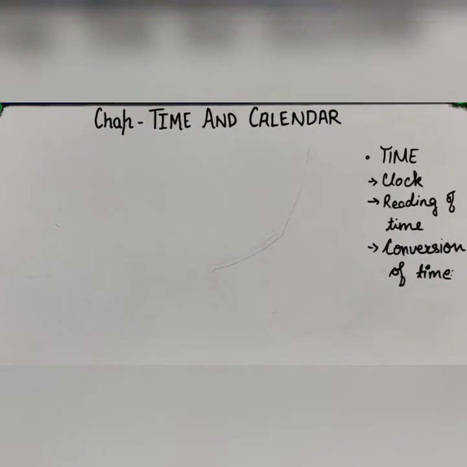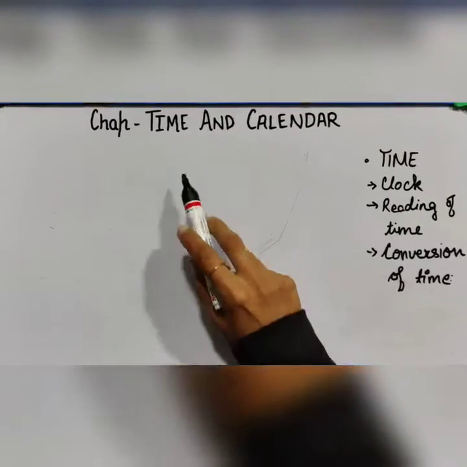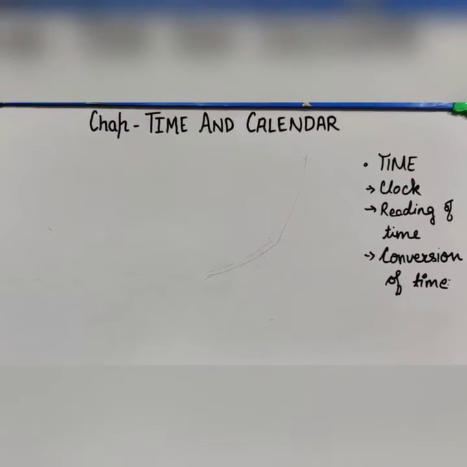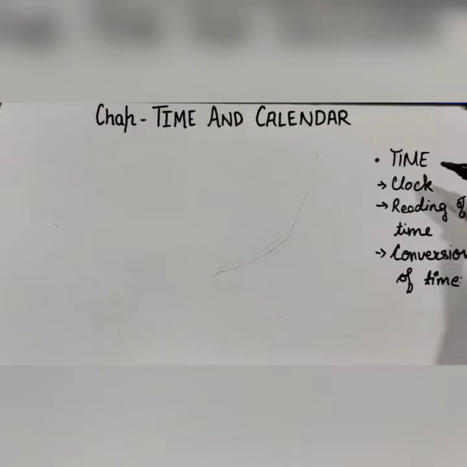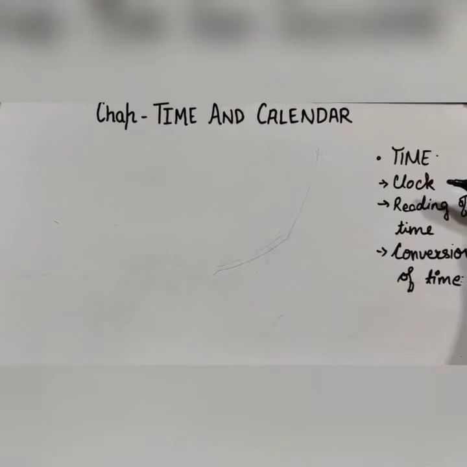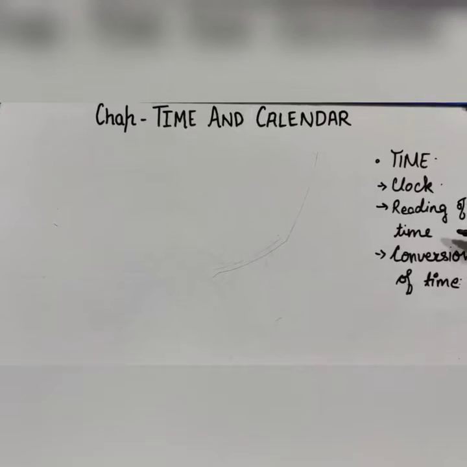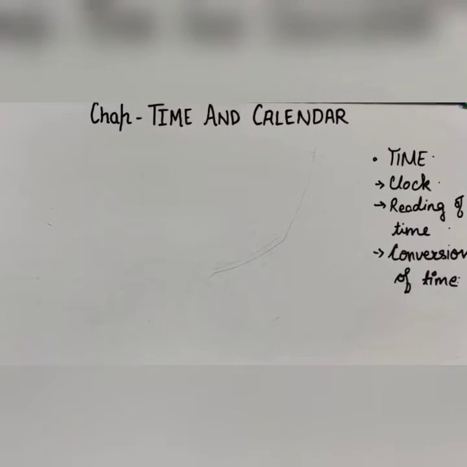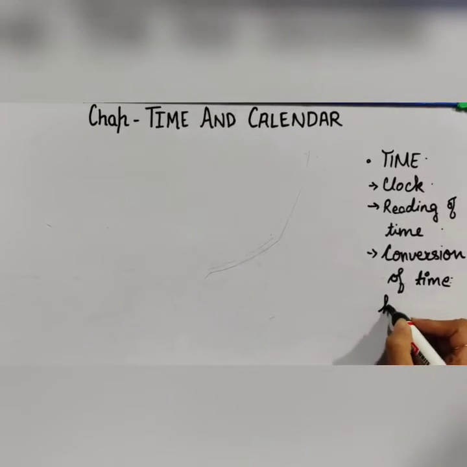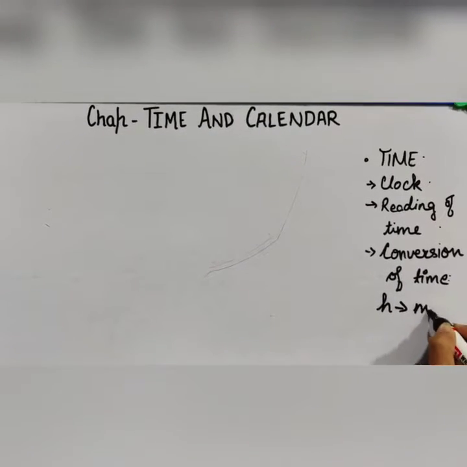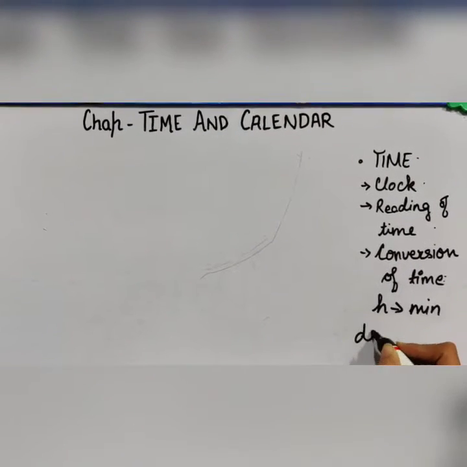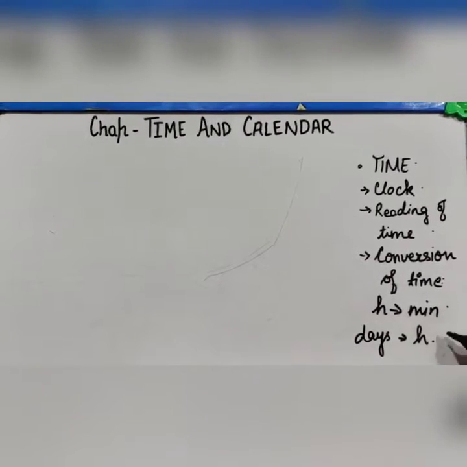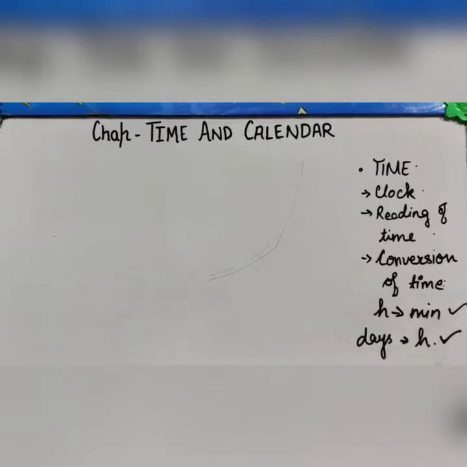Hello students, today we will continue with the chapter Time and Calendar. This is our third part. In our previous two parts, we have covered all about time. In it, we have understood about clock, how to read time and conversion of time. In conversion, we have done from hour to minutes and days to hours. We have understood these two conversions.